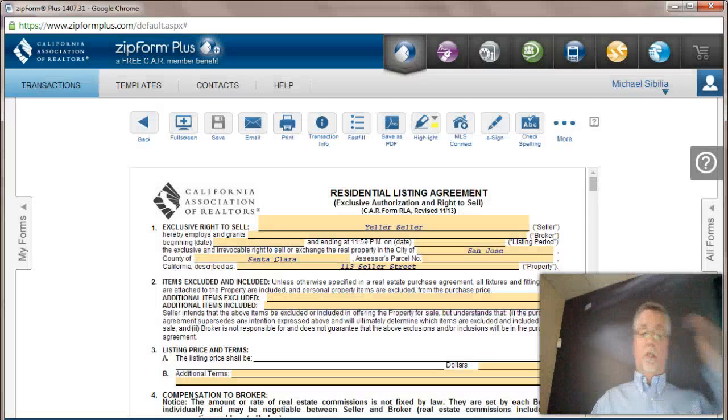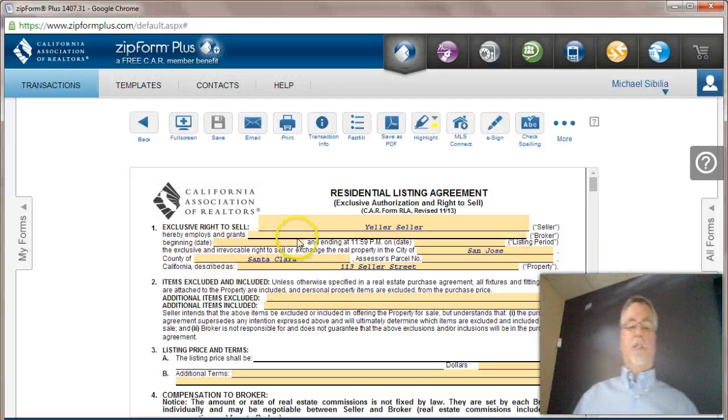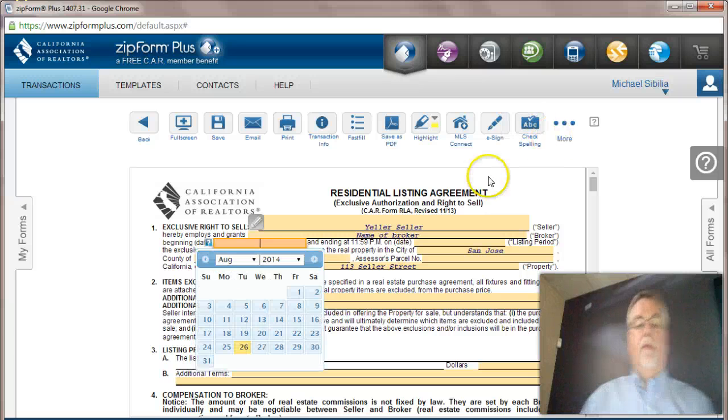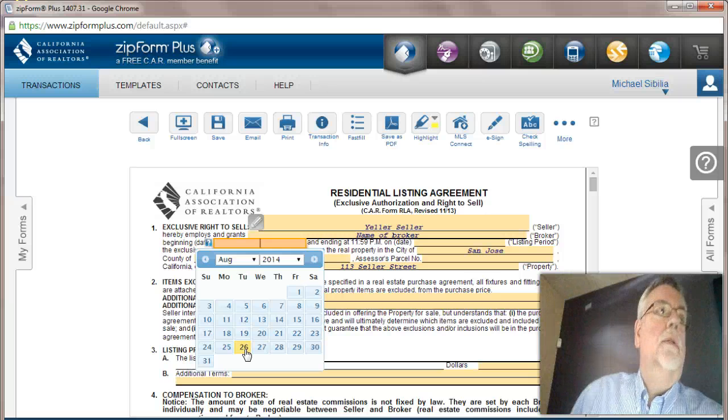Then we come to the residential listing agreement. Now, again, if the cover sheet had been filled out, it would have the name of the broker. It says hereby employs and grants, and that would be the name of the broker, which would automatically be there. And then there's the beginning date. If they don't want to put the property into the MLS for a week, when would you start the beginning date? No, today. Today.